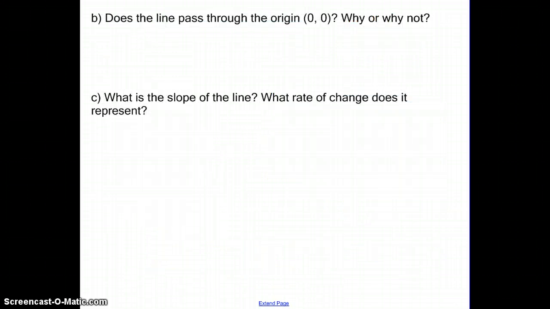Then we're going to look at part B. Does the line pass through the origin, 0, 0? Why or why not? So no, it does not. So what do we call something that doesn't pass through 0, 0? Good, it is a partial linear relation. And why does it not pass through the origin? Okay, it doesn't start at 0. What does it start at? Good, it starts at about 500.